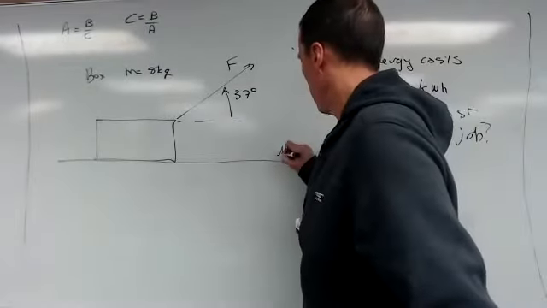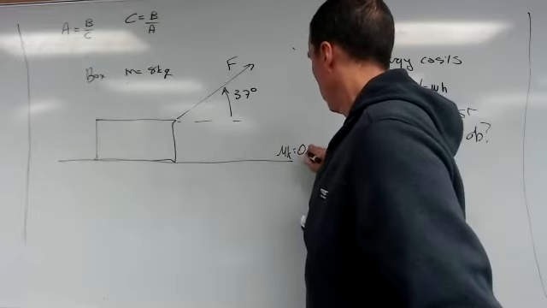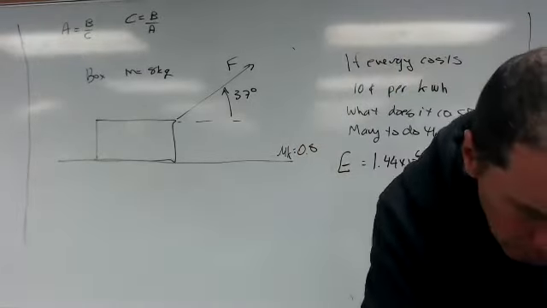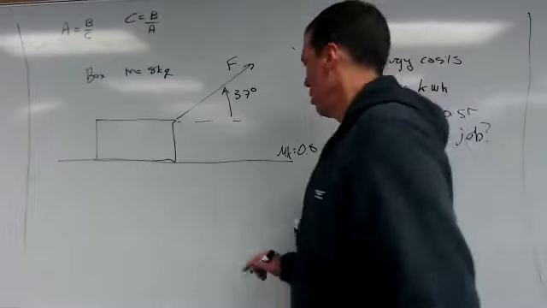So use k equals 0.8. The box is pulled 5 meters horizontally.